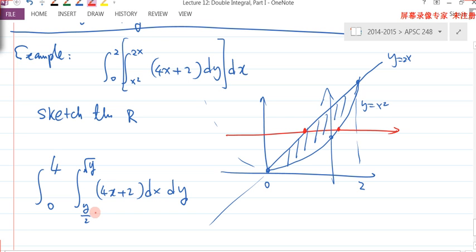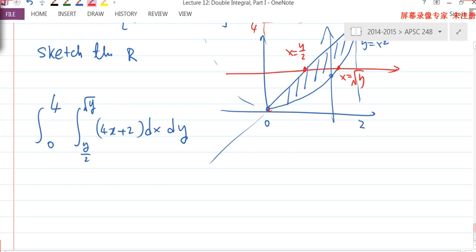So if you do this, first contact, second contact. First contact is y equal to 2x, or in other words, x equal to y over 2. Second contact over here, x equal to root y. And from here to here, that value is 2 and that value is 4. Okay, that's good.